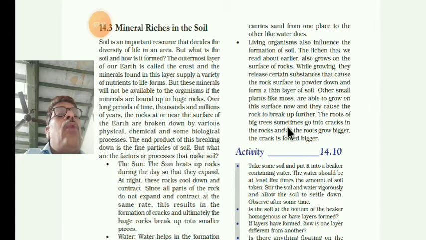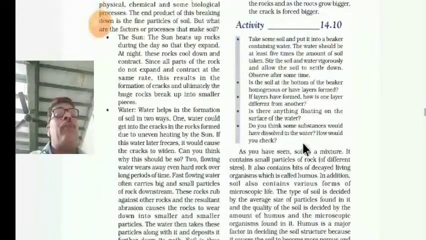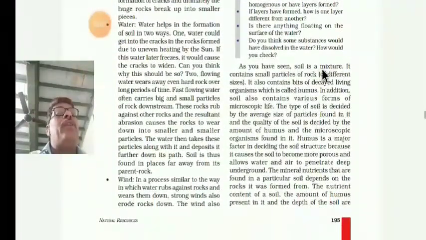The roots of big trees also help in this way. The roots of big trees sometimes go into the cracks in the rocks, and as the roots grow bigger and bigger, the crack is forced wider, and then the soil is forming. So, as you have seen, these are the ways soil formation takes place.